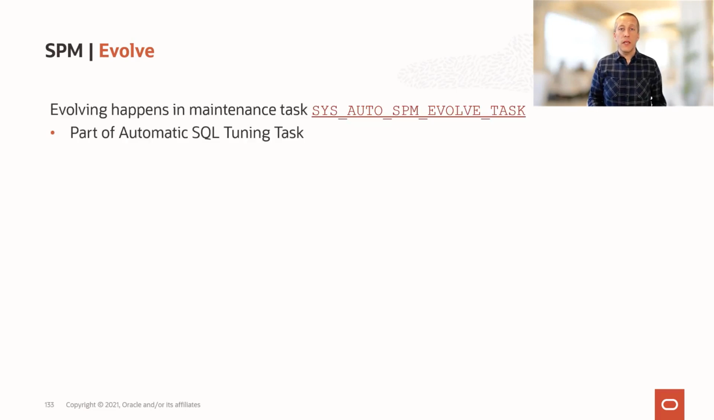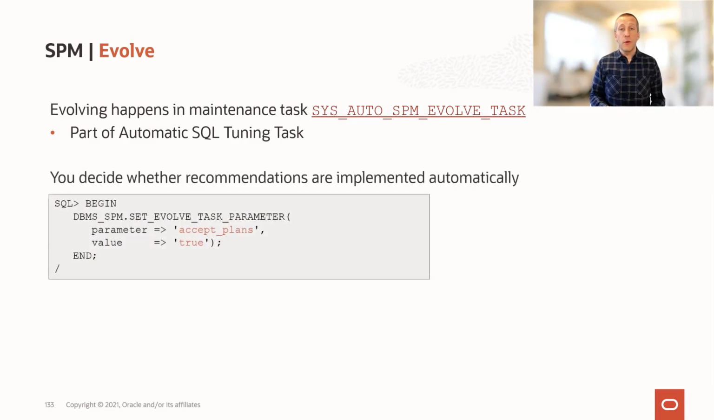Evolving takes place in your maintenance window, and it's part of the automatic SQL tuning task. By default, plans that have been verified by the evolve task to perform better will be automatically accepted, but you can change the behavior if you want. And it's also possible that you can manually perform the evolution.